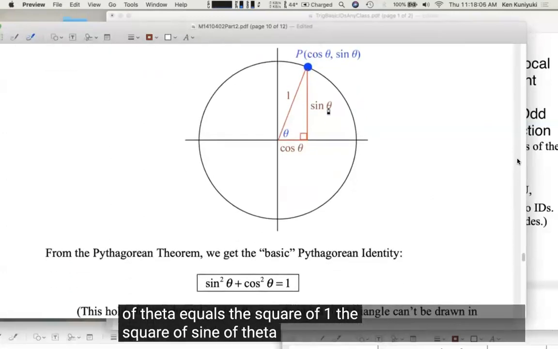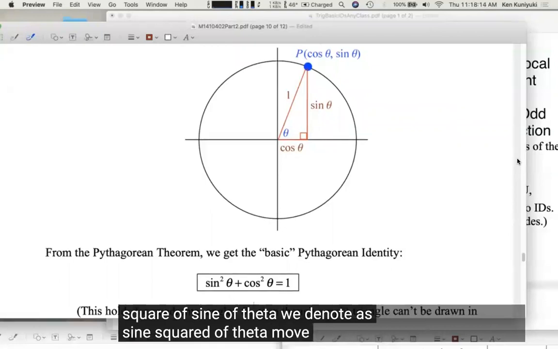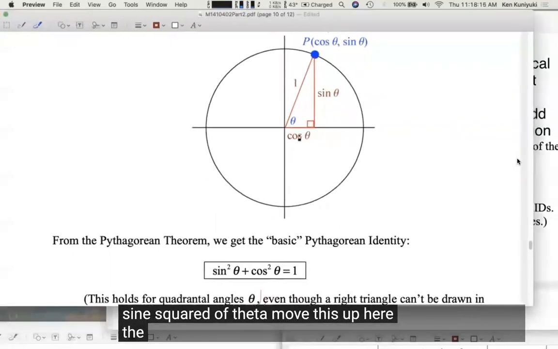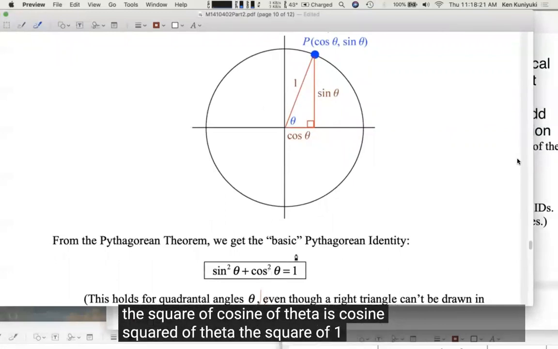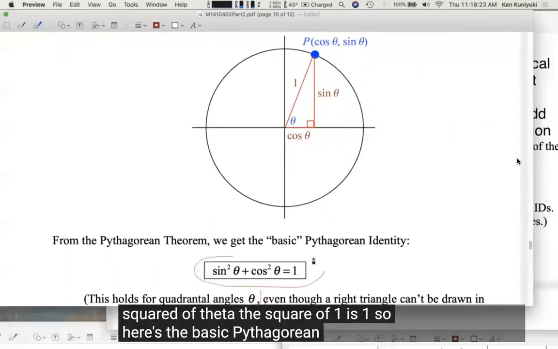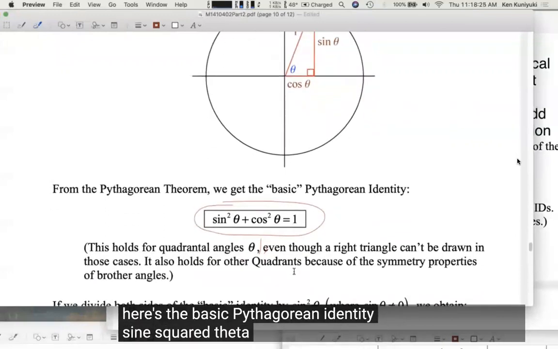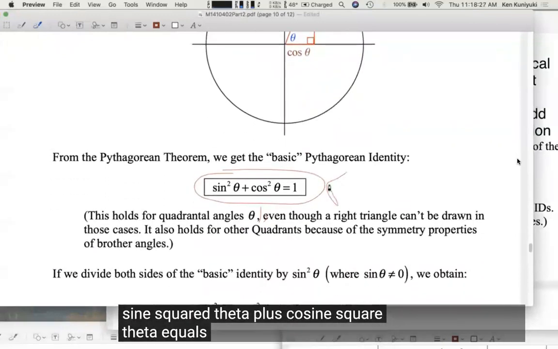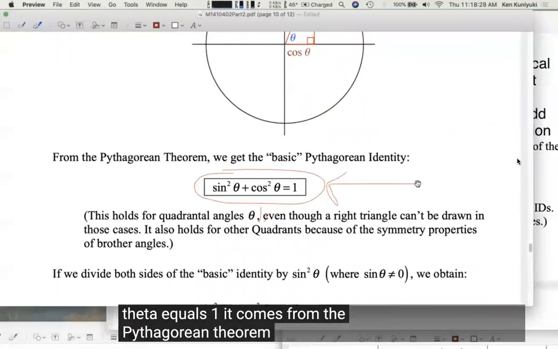The square of sine of theta we denote as sine squared of theta. The square of cosine of theta is cosine squared of theta. The square of 1 is 1. So here's the basic Pythagorean identity. Sine squared theta plus cosine squared theta equals 1. It comes from the Pythagorean theorem.